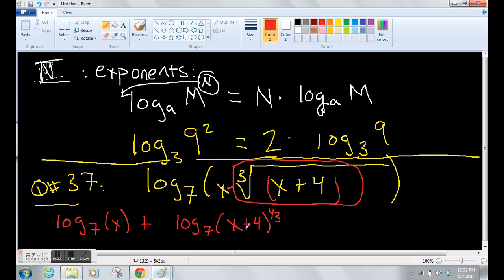So now I'm going to take my exponent rule. Do you see how the 1/3 is up in this exponent? Now I can rewrite this whole thing as log base 7 of x, that's that piece, plus the 1/3 is going to go in front because of this logarithm property. It's an exponent, so it can be multiplied in front. So plus 1/3 times log base 7 of x plus 4. I'm running out of space. And that's your answer.